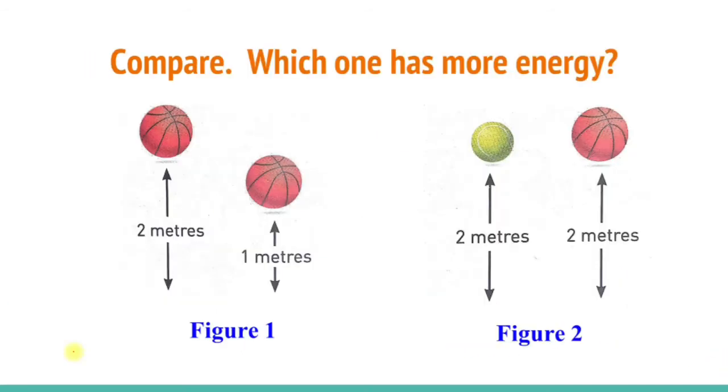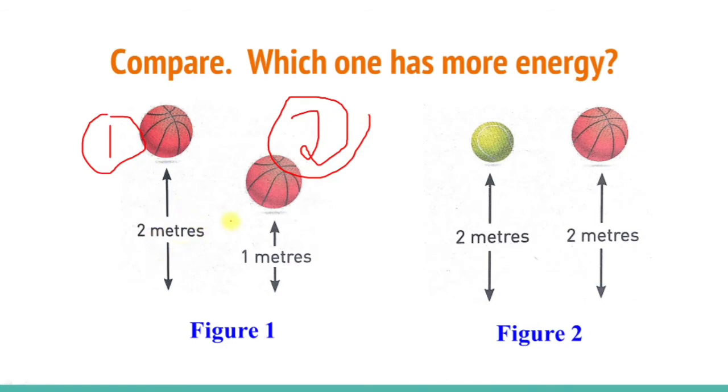So next one is about the potential energy. Compare which one has more energy. In figure 1, you can see two balls. First ball is 2 meters above the ground. Second ball is 1 meter above the ground. So which one has more energy? But they are the same balls. So excellent. The first ball has more energy because it stays above the ground, 2 meters above the ground. It depends on the height of the object.